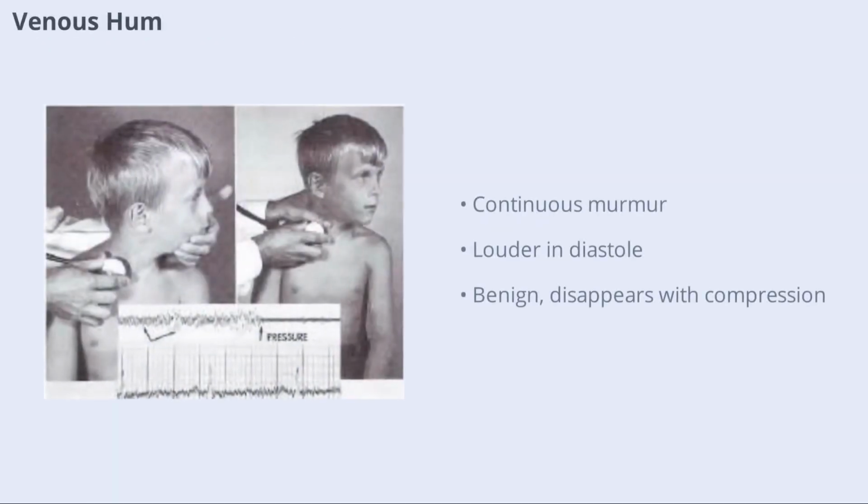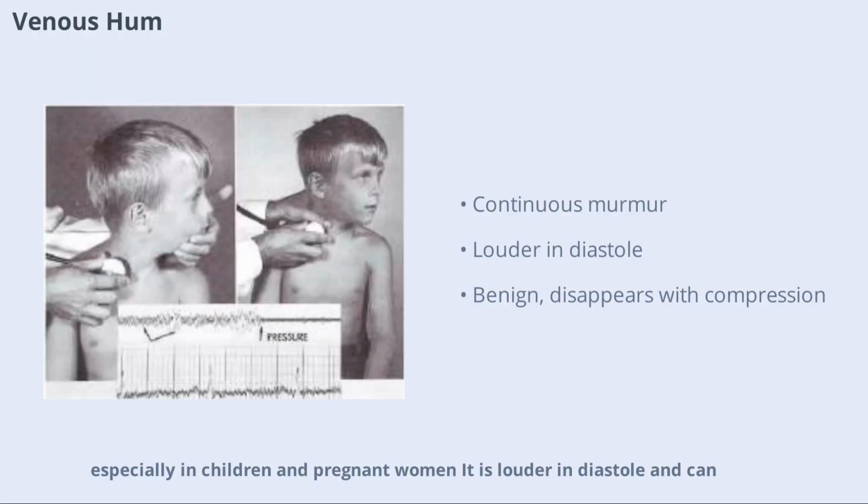A venous hum is a continuous murmur heard over the medial aspect of the right supraclavicular fossa, especially in children and pregnant women. It is louder in diastole and can be obliterated by compressing the internal jugular vein. This benign finding is due to rapid blood flow in the veins.